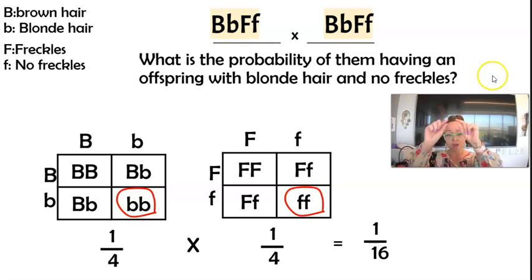Now, if you were to draw a big 16-box Punnett square, and you counted all 16 boxes, only one of them would be homozygous recessive for both traits. Probably the bottom right square.